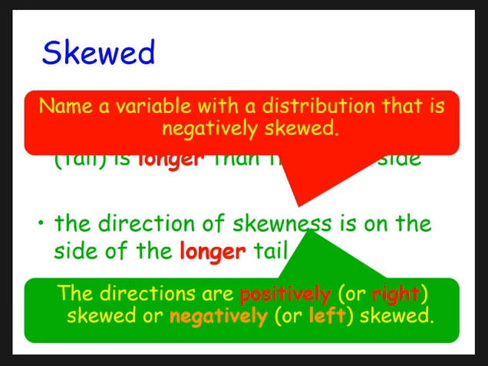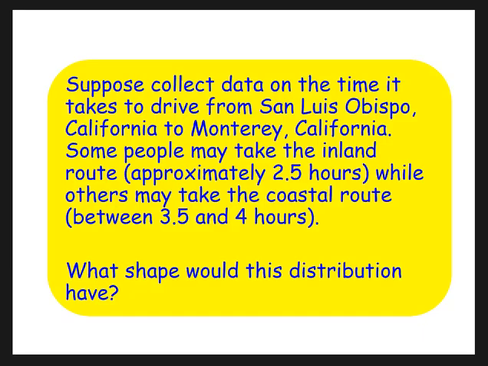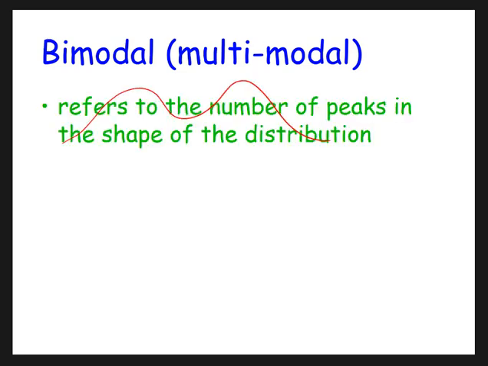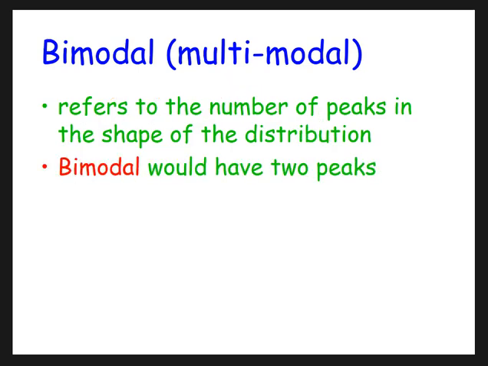Suppose we collect data on the time it takes to drive from San Luis Obispo, California to Monterey, California. Some people may take the inland route, approximately 2.5 hours. Others take the coastal route. Because there are two different routes, this would be bimodal, giving us that kind of double hump shape, because there'll be a peak at each mean for each of the two different routes.